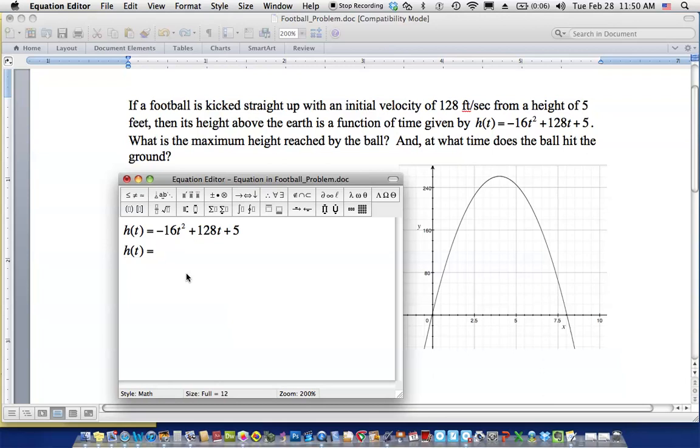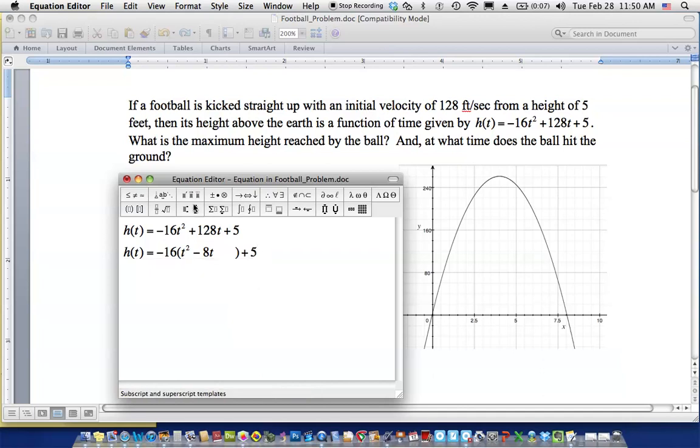So we're going to factor out a negative 16, so that leaves us t squared on the inside and a minus 8t, and then some space, and then a plus 5. We have to leave space in here for what's going to be our number to complete the square. Now you notice that negative 16 times negative 8 is the 128. So we've got that part right.